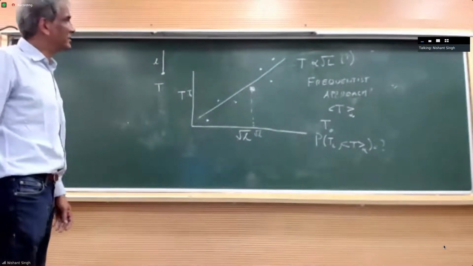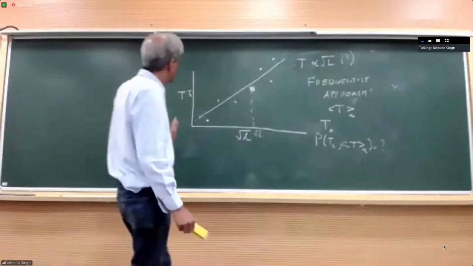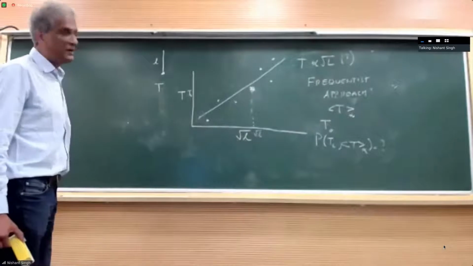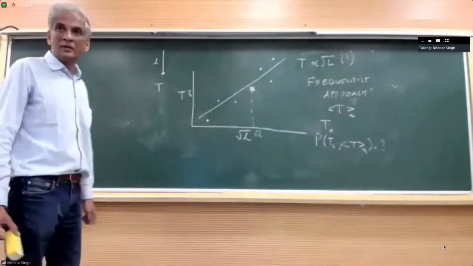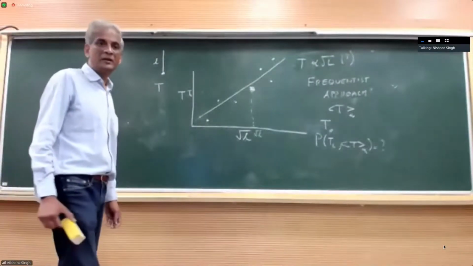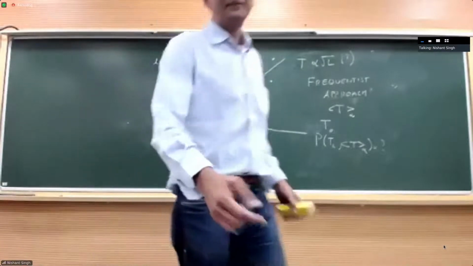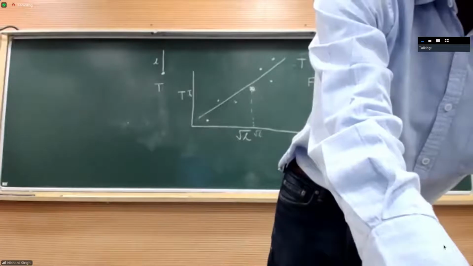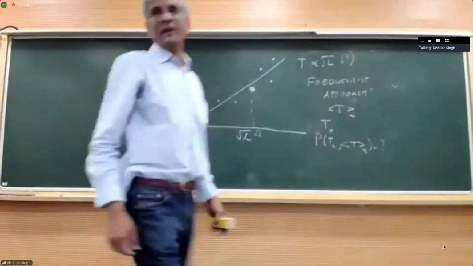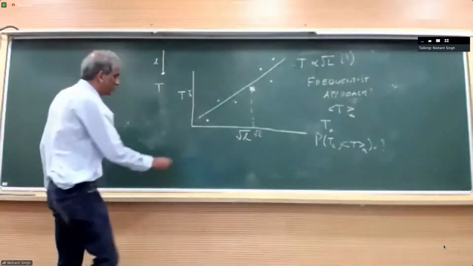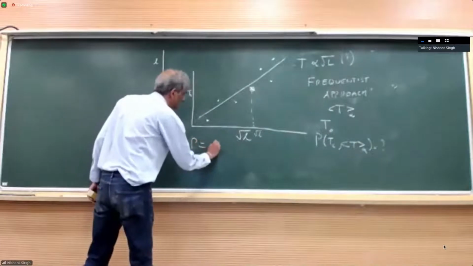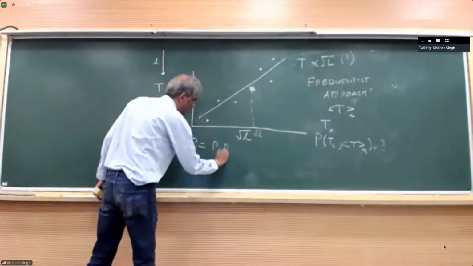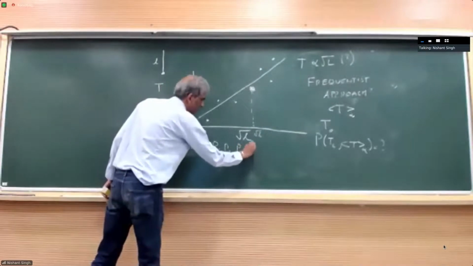So I can then ask the question, what is the probability that I would have got this set of 5 or 10 points? What would be the probability? I would be saying that the probability is just a multiplication of these, P1, P2, P3.